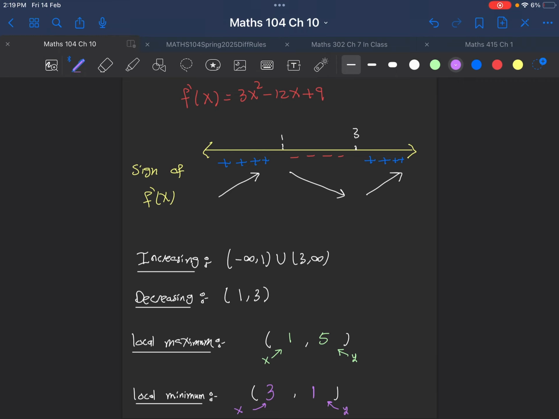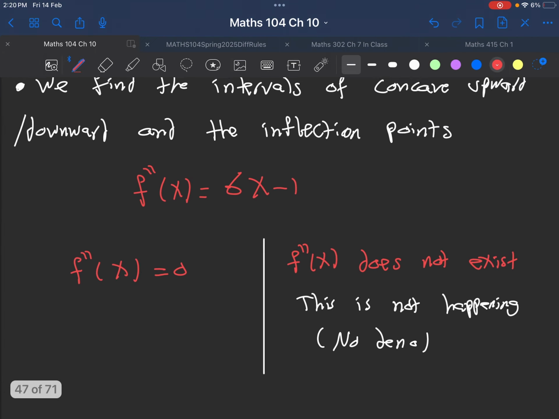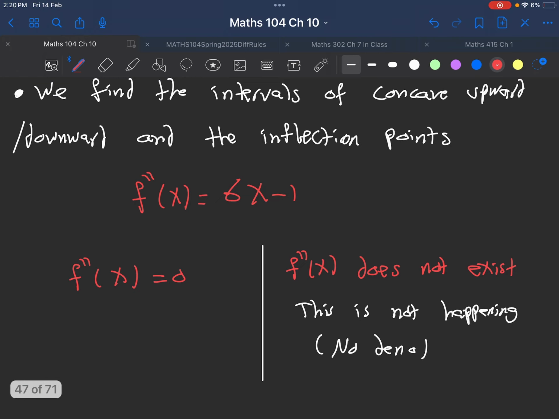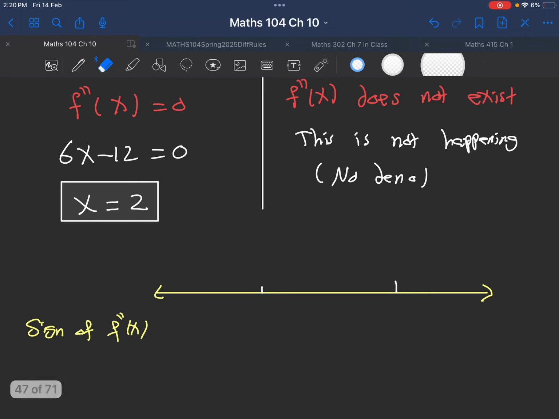So we now found the local maximum and the local minimum, and I think now we're ready to go to the next derivative, which will be just 6x minus 12. Again, we have two options. One of them is that the derivative does not exist, and that option is not for us because there is no denominator. So the only option is that 6x minus 12, which is the second derivative, equals 0. And this means x is equal to 2.